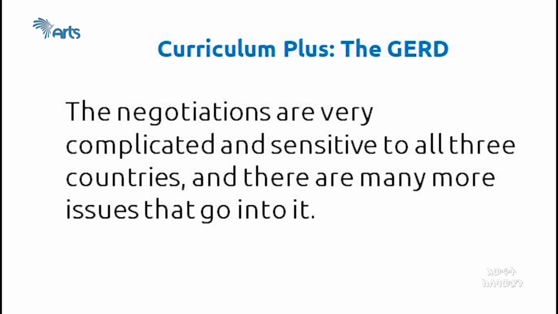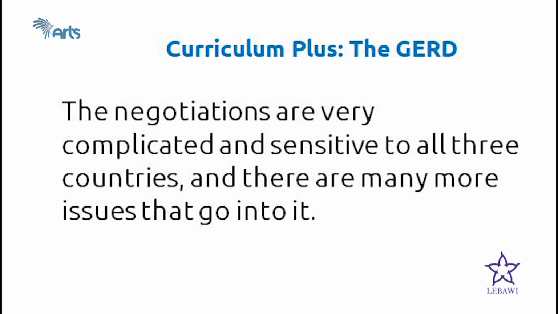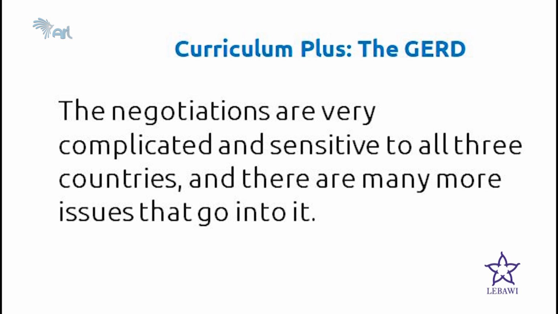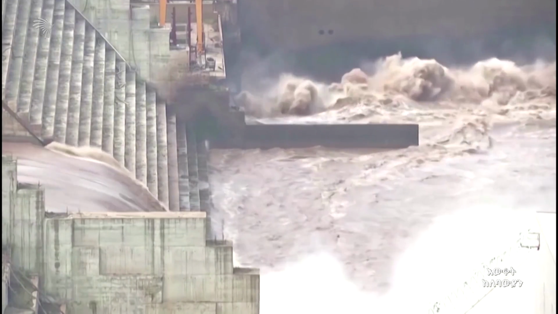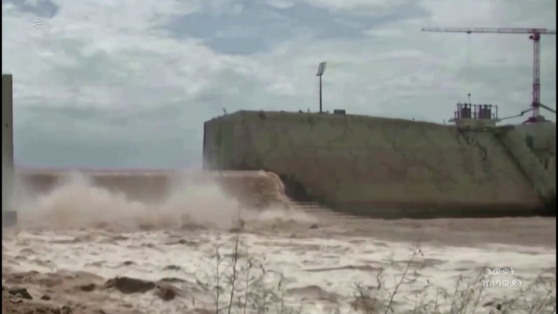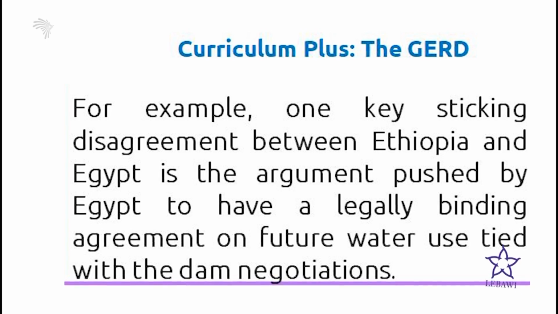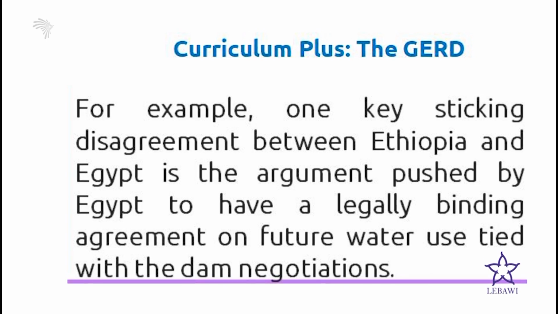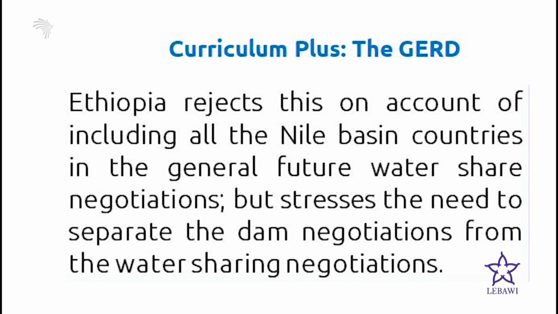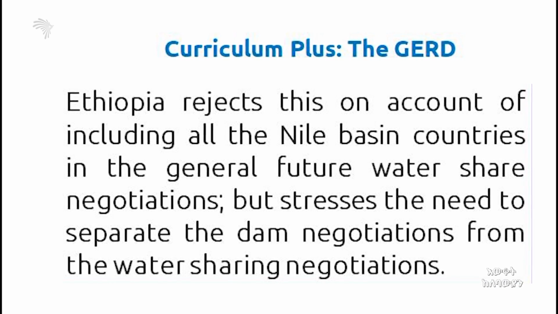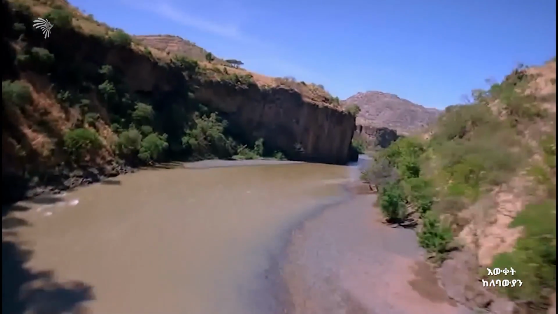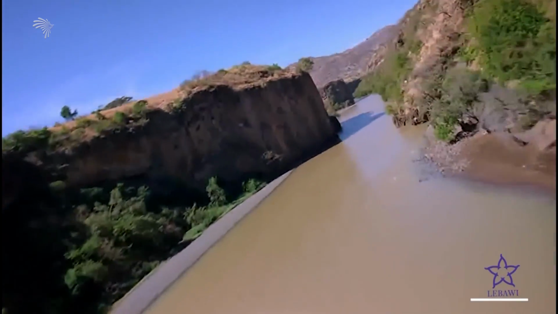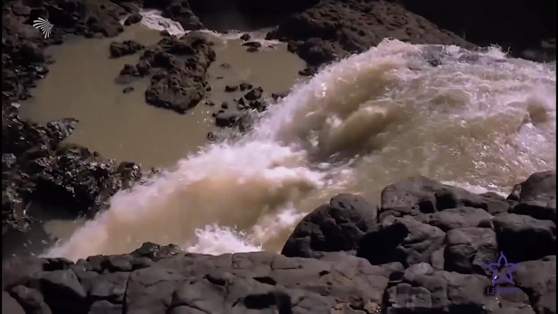The negotiations are very complicated and sensitive to all three countries, and there are many more issues that go into it. For example, one key sticking point between Ethiopia, Egypt and Sudan is the argument pushed by Egypt to have a legally binding agreement on future water use tied with the dam negotiations. And this is not acceptable for Ethiopia. Ethiopia rejects this on the account of including all the Nile Basin countries in the general future water share negotiations, but stresses the need to separate the dam negotiations from water sharing negotiations.